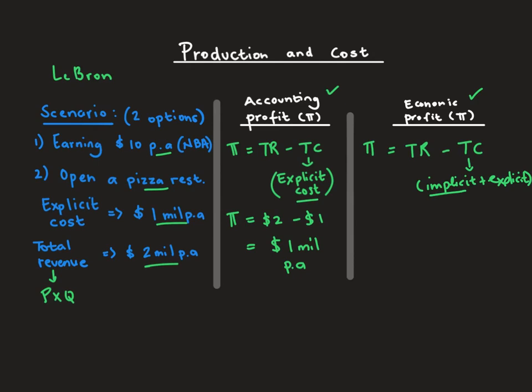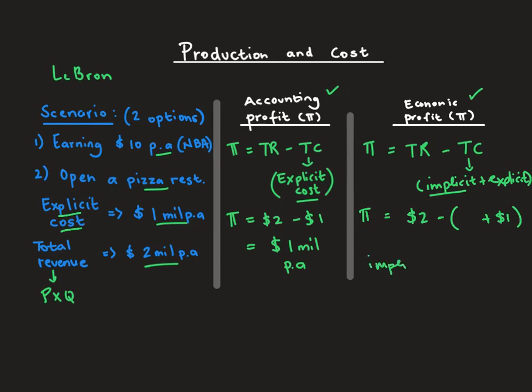But now let's work out how we calculate profit using the economic profit method. So here again, we have our profit, which is equal to our total revenue, which we know is price times quantity, which equals 2 million, minus. Now we've got an implicit plus an explicit cost. We know on the left-hand side that we have an explicit cost, which is your wages, your fixed cost plus your variable cost, which is equal to 1 million. But we have an implicit cost.